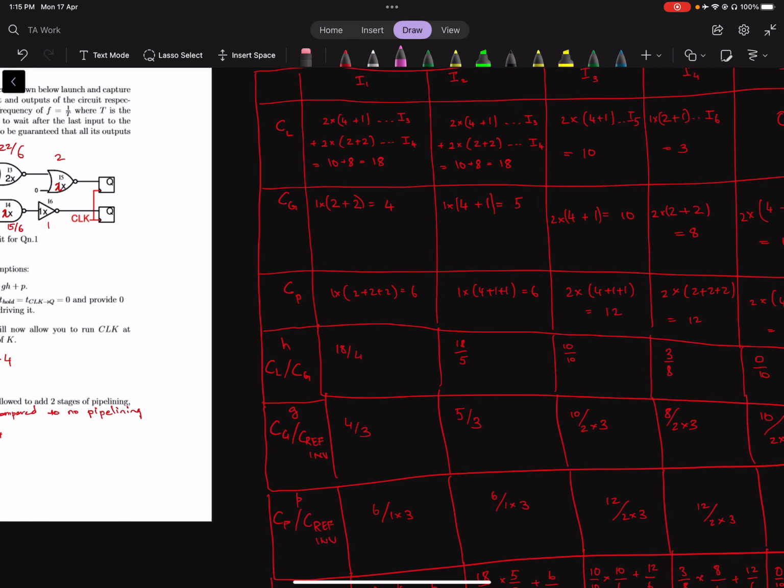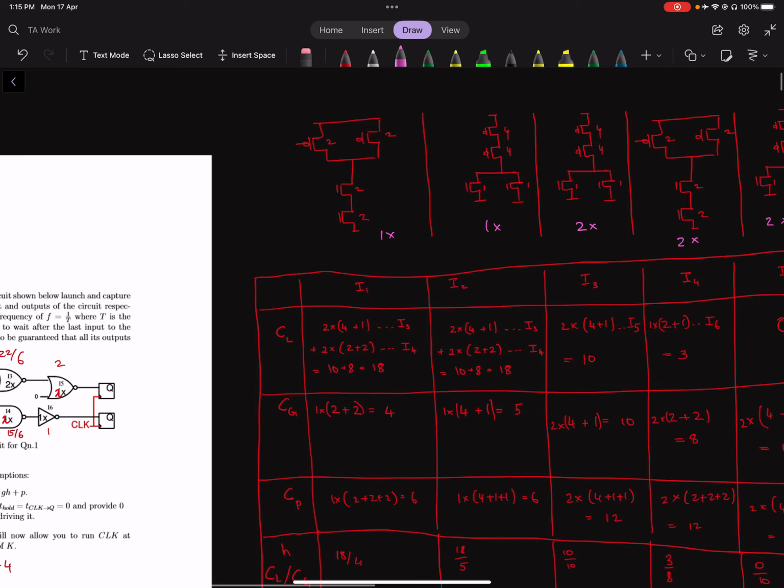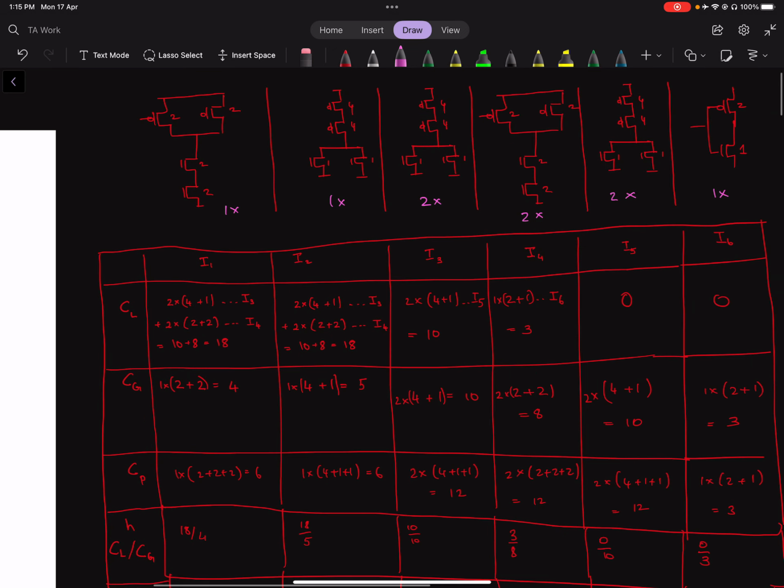You also need to know what the reference inverter is. The reference inverter is just going to be a 2-1 inverter for all these guys, right? Because these are all sized for equal rise and fall delay, the reference inverter is going to be 2-1. It's just that for the 2x gate it will be 4-2, right? Yeah, so over here the reference inverter is just going to be PMOS of size 4 and NMOS of size 2.